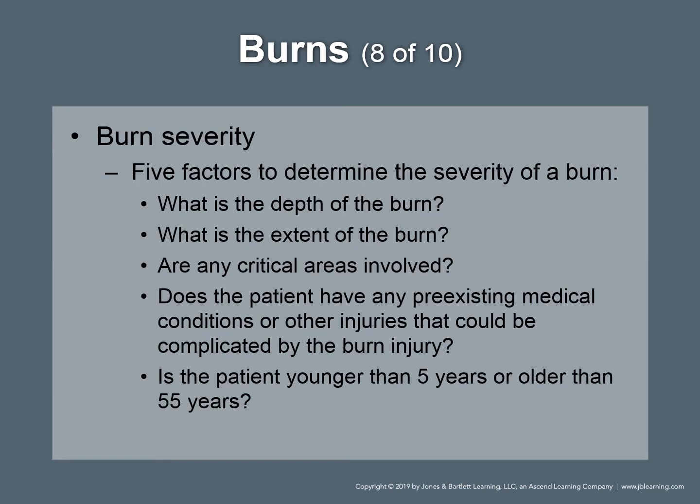So five factors determine the severity of the burn. How deep is the burn? Where is it at? What area? Burns to the hand, feet, joints, face, and genital area are automatically considered critical burns. How bad is it? A second degree burn at say 30% of the body would be considered critical. A third degree burn of really any size would be considered critical.